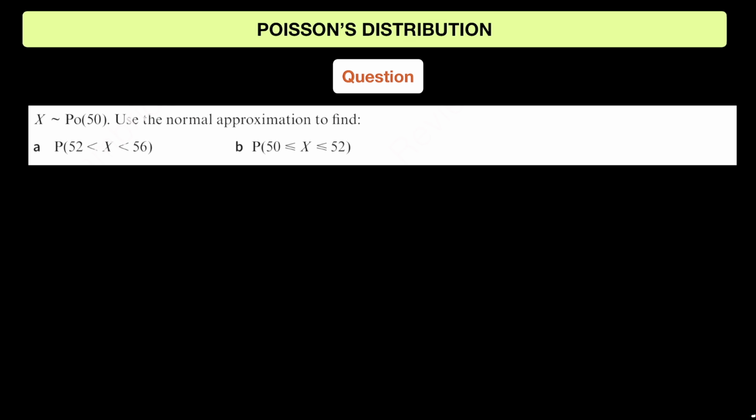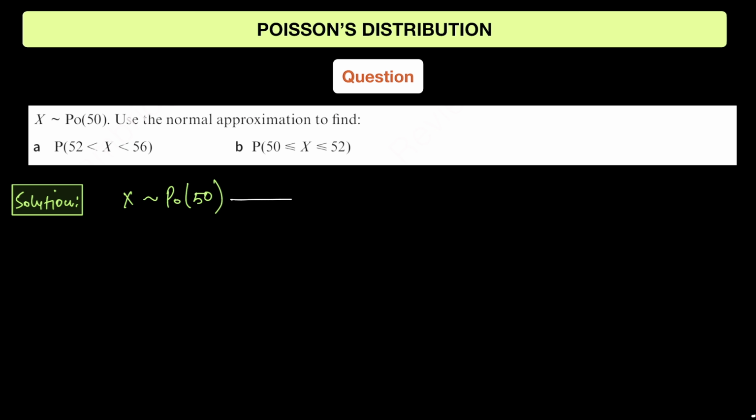Yes, so now we have reached one more important question of the same video, where x is following a Poisson distribution with mean 50, and the question itself is suggesting to use the normal distribution. In part A, we find the probability of x between 52 and 56, and in part B, x is lying between 50 and 52. So let's start with the solution. Let's see how we need to proceed. So first of all, x is following a Poisson distribution with mean 50.